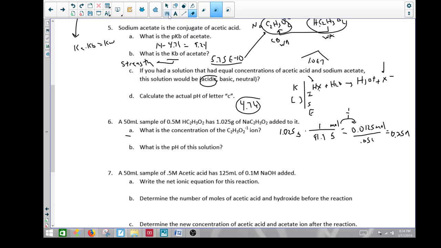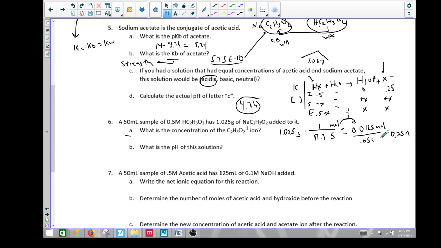I am using the acid version here, but I could also use the base version of hydrolysis. This guy is denoted as being 0.5, and this guy is 0.25. Run the math through, zero. We're going to lose X of this, gain X. This is going to be 0.5 minus X, and X.